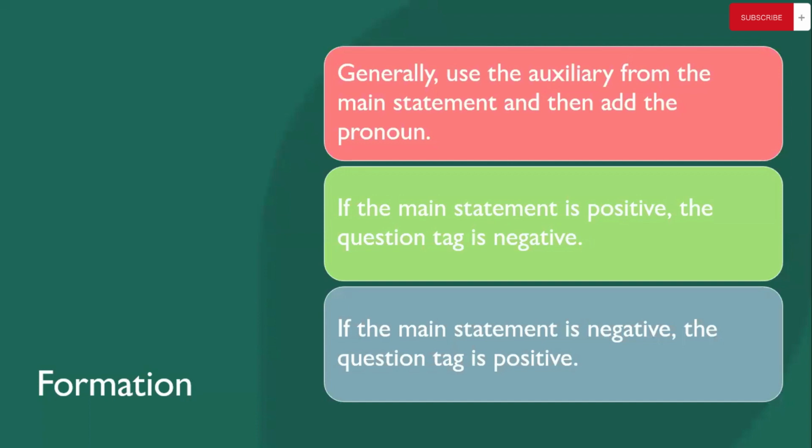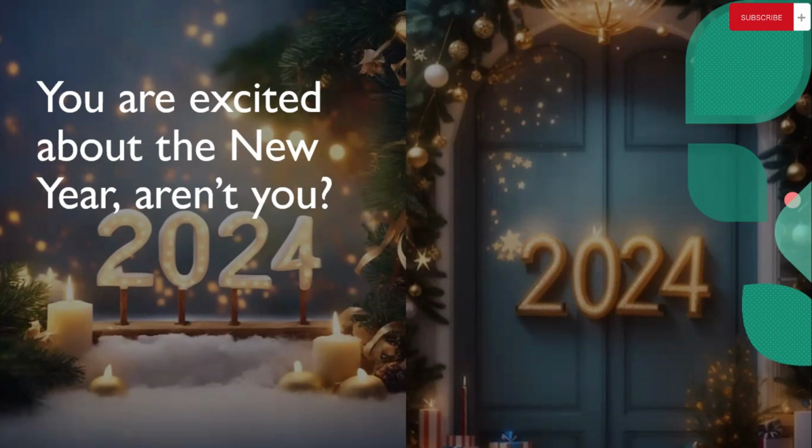To form a question tag, you generally use the auxiliary verb from the main statement and then add the pronoun. If the main statement is positive, the question tag is negative. If the main statement is negative, the question tag is positive. For an example, you are excited about the new year, aren't you? Positive statement, negative question tag.